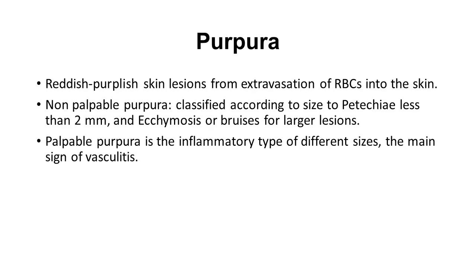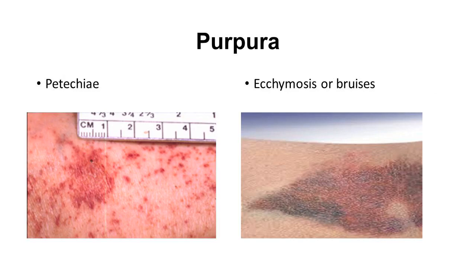Purpura: reddish-purplish skin lesions from extravasation of RBCs into the skin. Non-palpable purpura is classified according to size into petechiae, less than 2 mm, and ecchymosis or bruises for larger lesions. Palpable purpura is the inflammatory type, of different sizes, and the main sign of vasculitis.